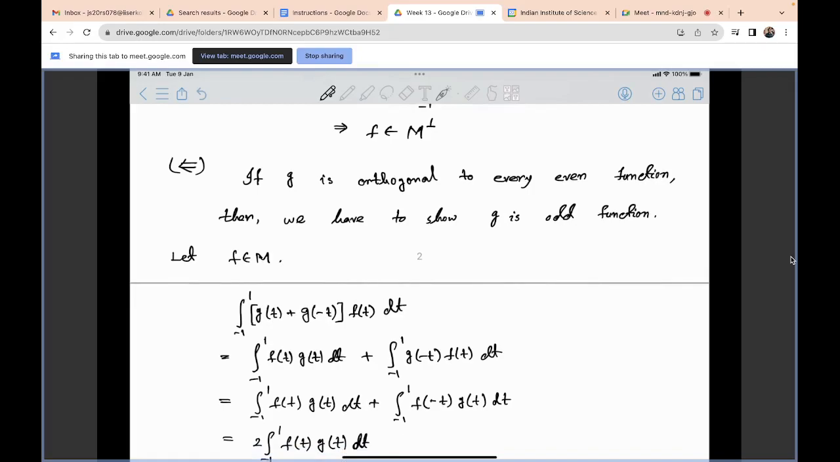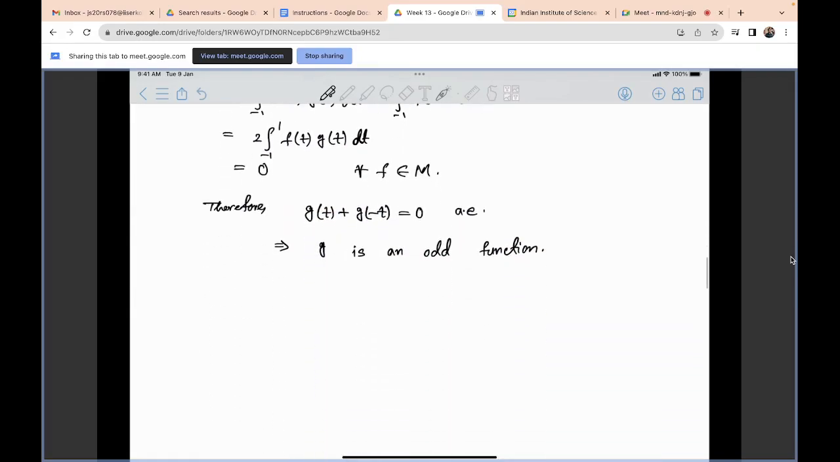So here we assume g is orthogonal to every even function, meaning we have assumed that g is in M perp. We have shown that g is an odd function. Therefore, M perp is the collection of odd functions.